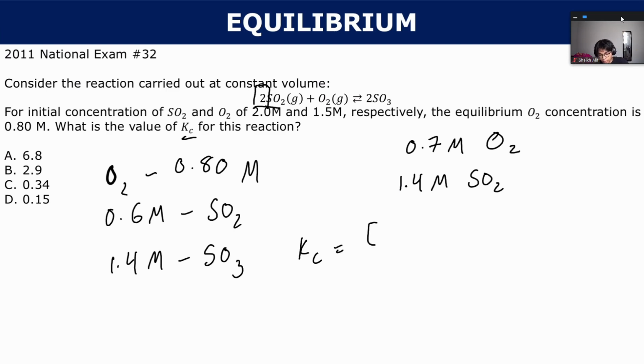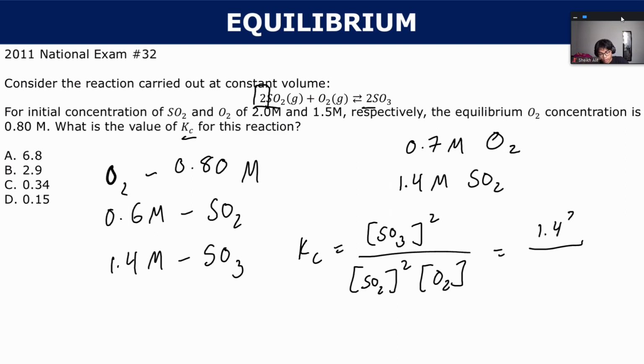And so it's going to be products, SO3 squared, since we have a 2 right here, over SO2 squared times O2. And we have all these values. So SO3 is going to be 1.4 squared, and then SO2 is going to be 0.6 squared times 0.8. And if you solve for this, you're going to get 6.8, which is answer choice A, and that is in fact the right answer. So again, the important distinction is that you cannot use the initial concentrations. You have to use the concentration at equilibrium, which you can determine by just doing a bit of stoichiometry.